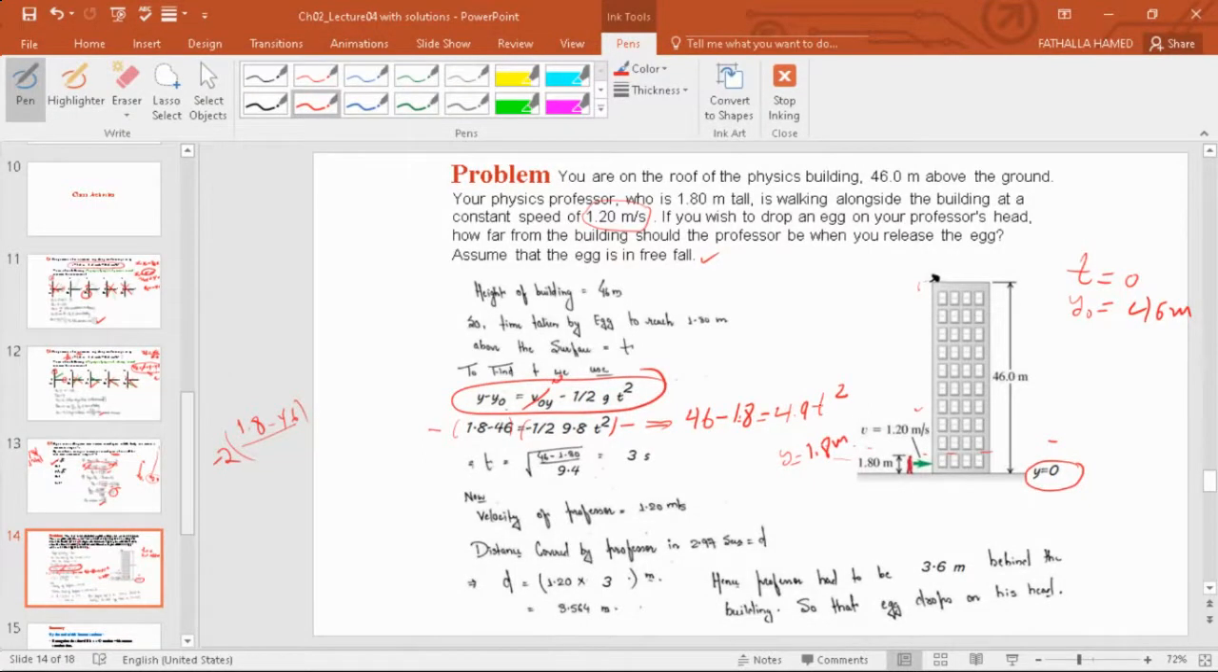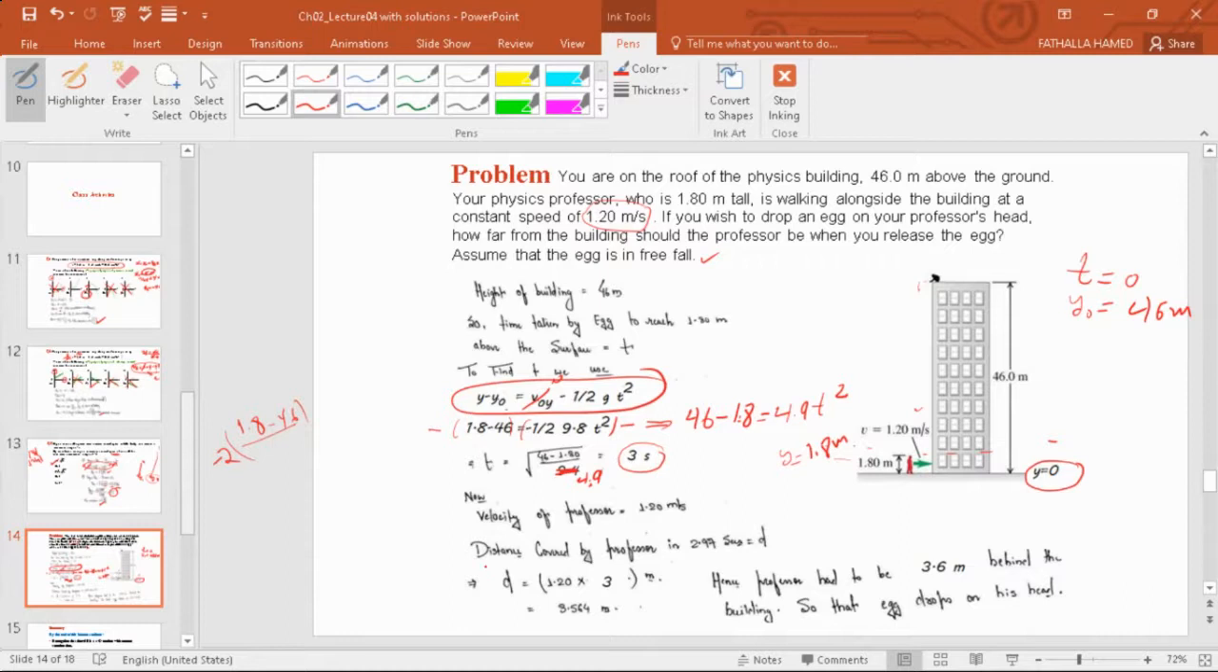So the t here is going to be a positive value. It will be the square root of 46 minus 1.8 divided by 4.9. That roughly is going to give you 3 seconds. So the time for the egg to fall from a height of 46 meters above the ground to a height of 1.8 meters above the ground requires about 3 seconds.